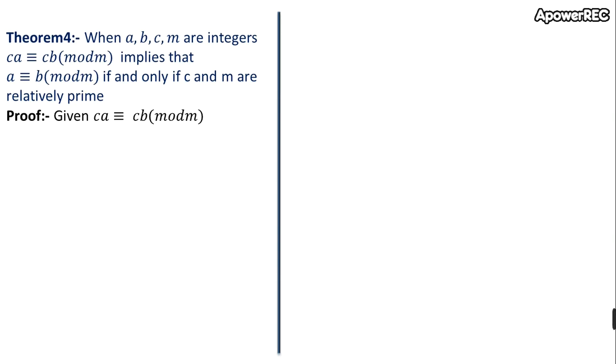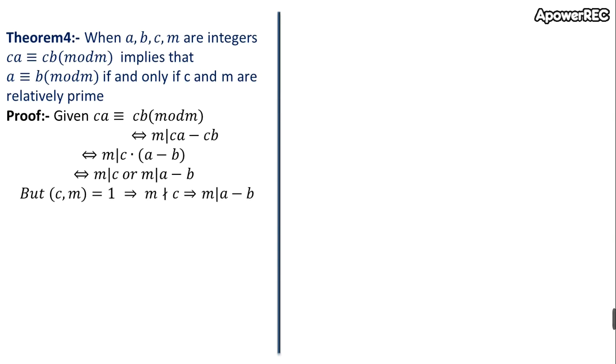Now come to the proof of this theorem. Given CA is congruent to CB mod M, if and only if, that's why both side implication: M divides CA minus CB if and only if M divides C into A minus B. I just took C as common, which implies that M divides C or M divides A minus B, but C and M are relatively prime. That means their GCD is 1.